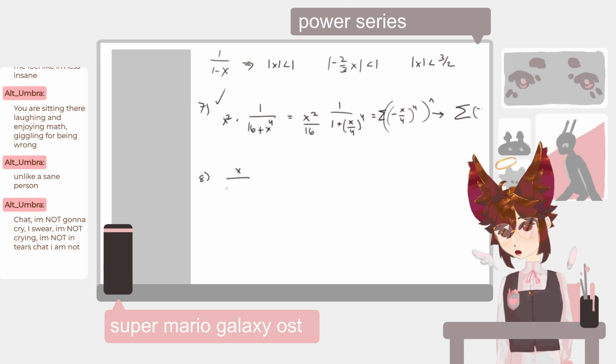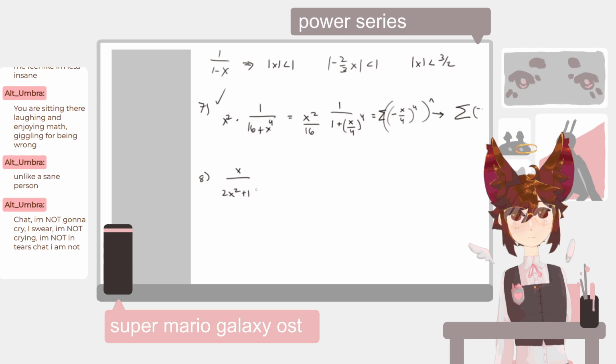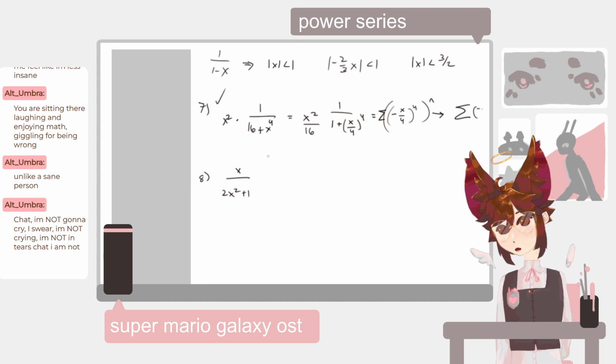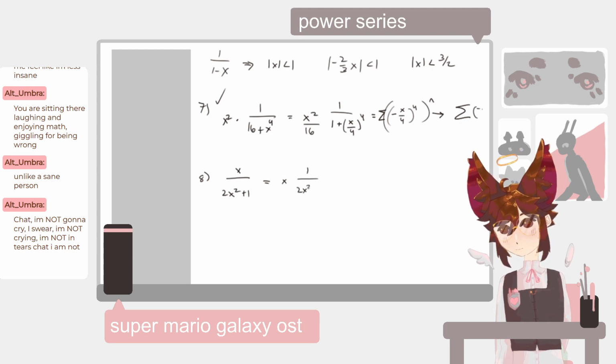Okay, x, 2x squared plus 1. It's gonna be great. Okay, that equals x over 1 times 2x squared plus 1. It's going great. It's going wonderfully.